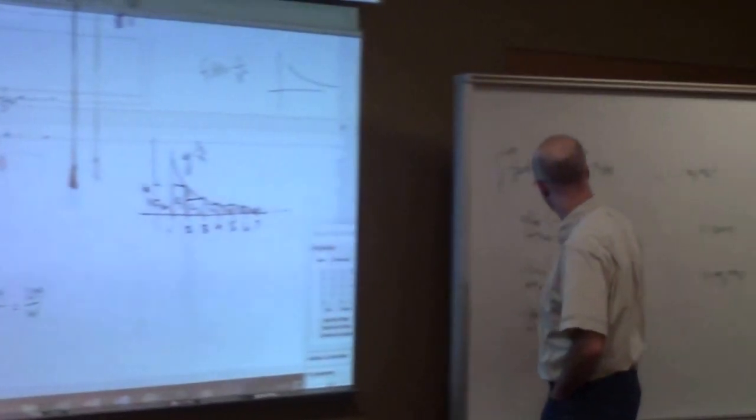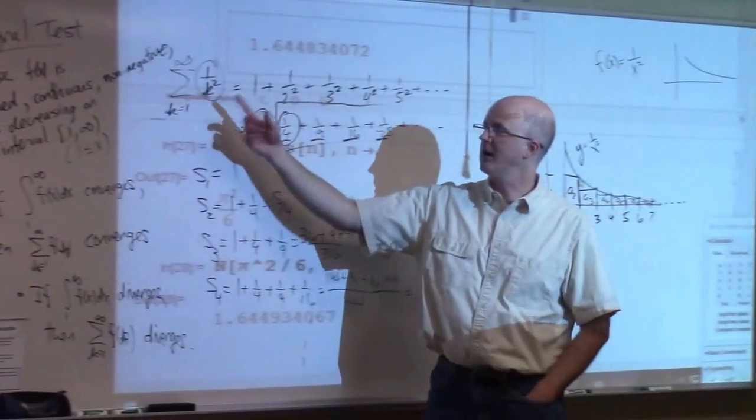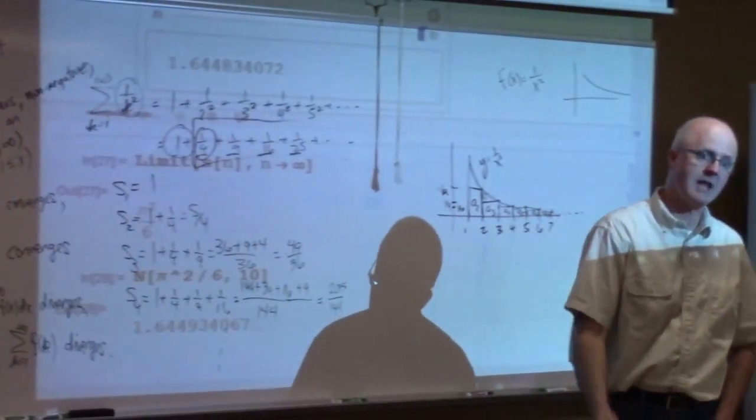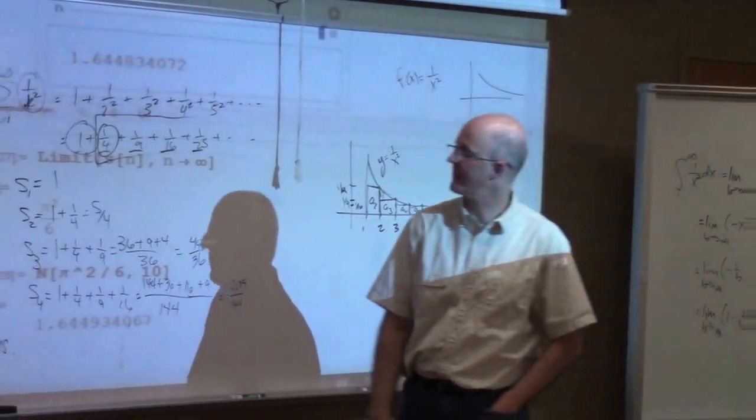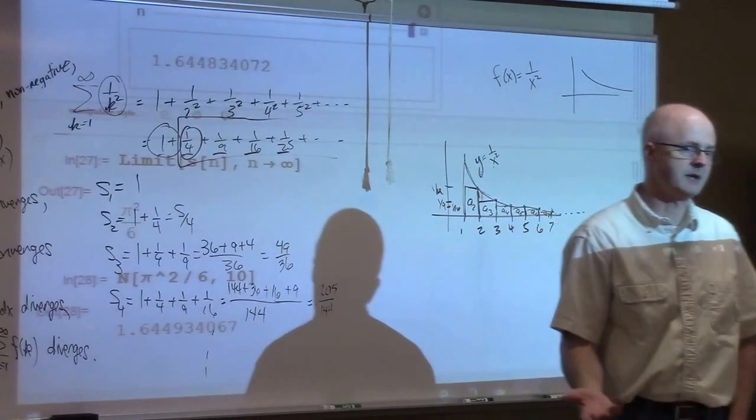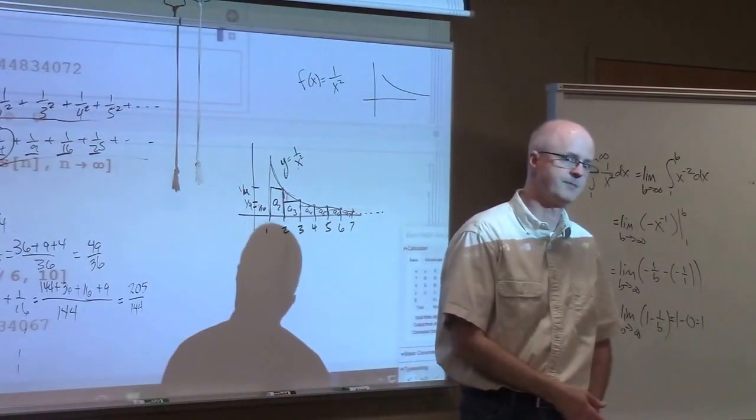This integral converges to 1. This series, as we saw on Mathematica, converges to pi squared over 6. And that's not even less than 1. So we're not saying here that the sum is less than the integral. We're just saying if the integral converges, the series converges. If the integral diverges, the series diverges.